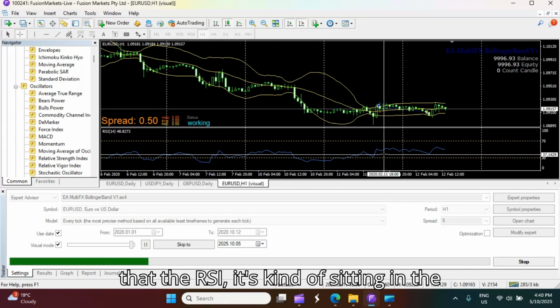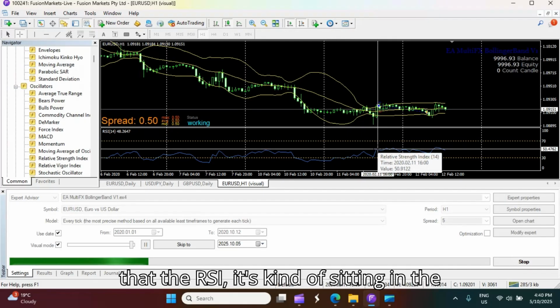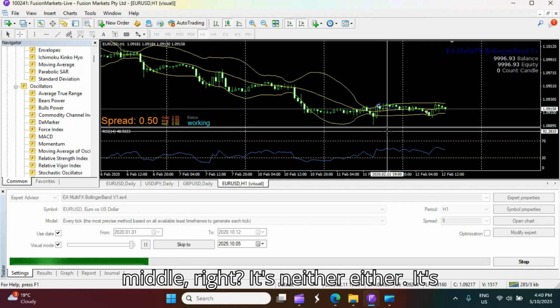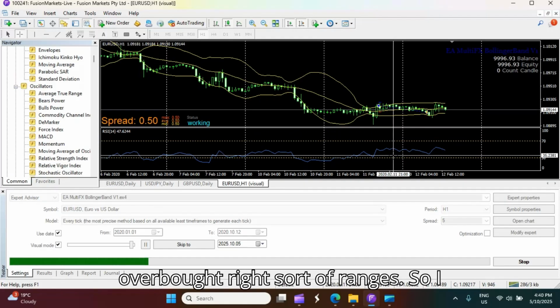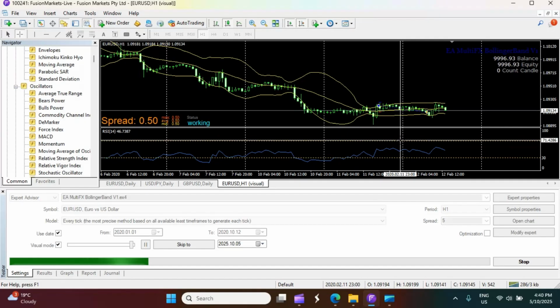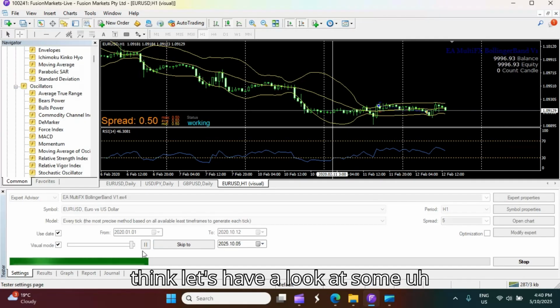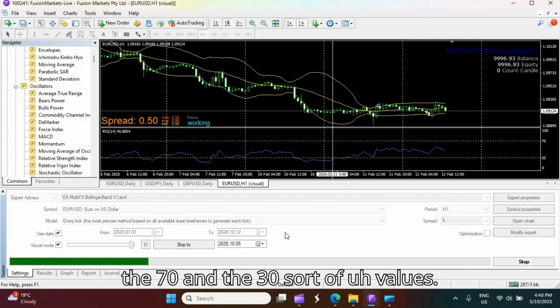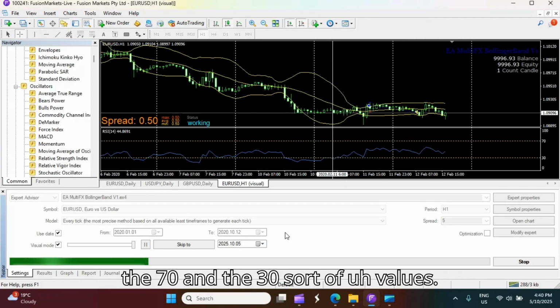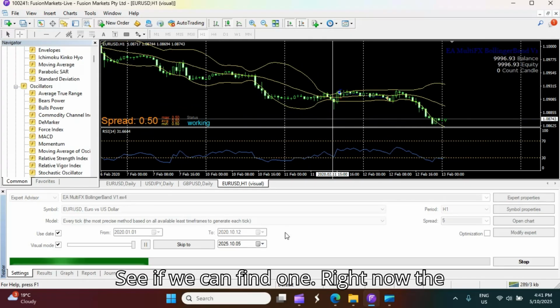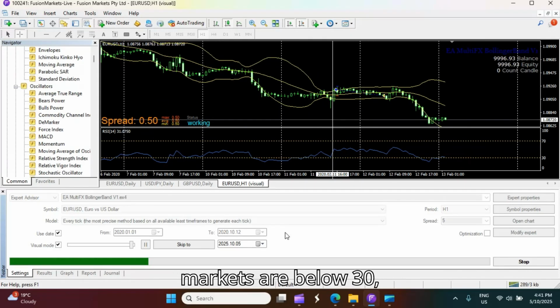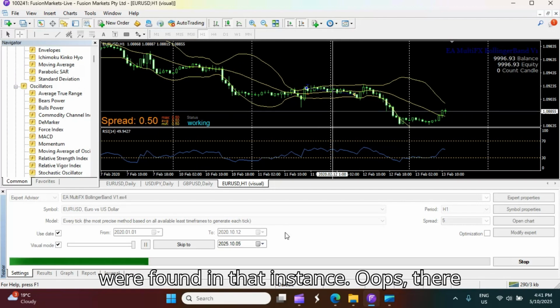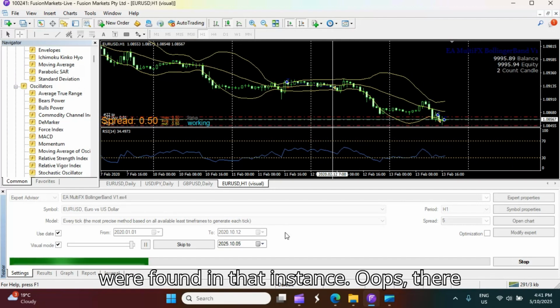Do also notice that the RSI is sitting in the middle. It's neither in the oversold or overbought zone. So let's have a look at some trades where the market is trading above the 70 and below the 30 values. See if we can find one. Right now, the market is below 30, indicating oversold, but no trades were found in that instance. Oh, there was one there.